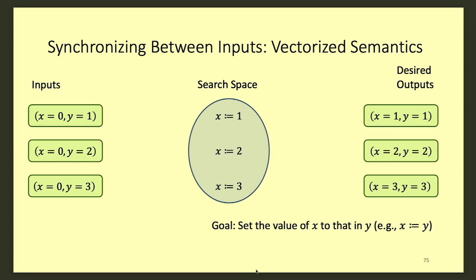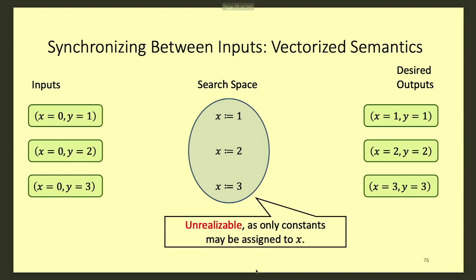And this is, of course, not a straightforward fact to prove because of the behavior of having multiple programs inside both your search space and your input-output examples, as I'm going to illustrate in this example. So here I have a synthesis problem where my goal is to set the value of x to that of y. Simply just synthesize x as y. As my inputs, I have x equals 0, and y equals 1, y equals 2, and y equals 3. I have my desired outputs, and in my search space, I have 3 programs, x equals 1, x equals 2, x equals 3.